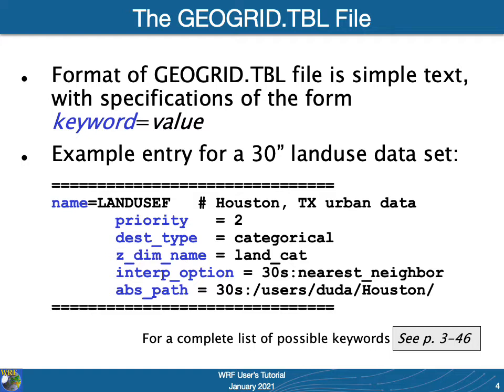ZDIM name is used if you're processing a field that has multiple levels, which we call the Z dimension for the variable. Interp options specifies different interpolation options that the geogrid program should try to use when interpolating the field onto your model grid. And abs path is the absolute path of the data set to be interpolated on the file system. Instead of an absolute path, it's also possible to specify a relative path with the rel path keyword. This relative path is relative to the geographical data root that you specify in the namelist.wps file.